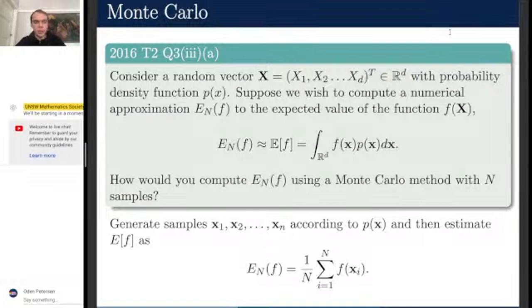All right. So now we're going to think a little bit more about Monte Carlo methods, and in particular using Monte Carlo methods to compute the expectation of a function with respect to some probability distribution. This question from 2016 is basically just asking us to explain how the Monte Carlo method helps us compute this expectation.